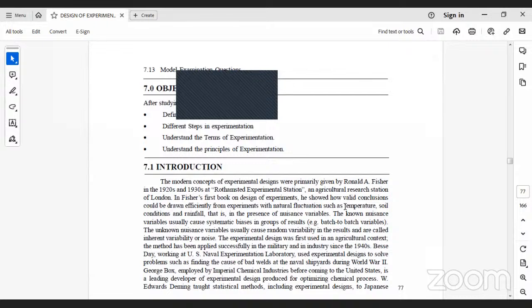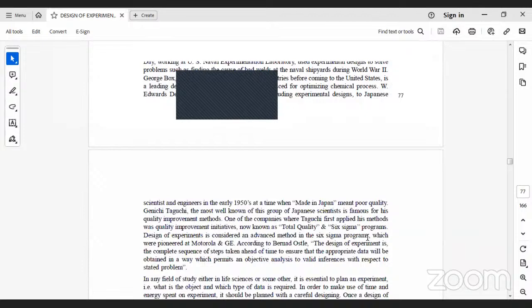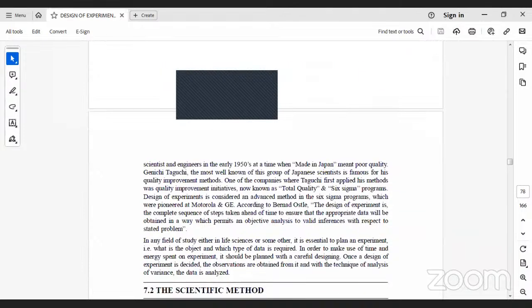Employed by Imperial Chemical Industries before coming to the United States, a leading developer of experimental design worked on optimizing chemical processes. W. Edwards Deming taught statistical methods, including experimental design, to Japanese scientists and engineers in the early 1950s, at a time when "made in Japan" meant poor quality. Genichi Taguchi, the best known Japanese scientist, is famous for quality improvement methods. Design of experiments is considered an advanced method in the Six Sigma program, which was pioneered at Motorola and GE.